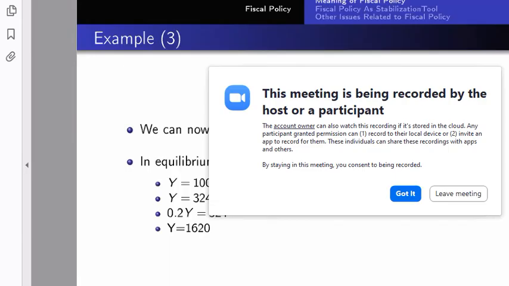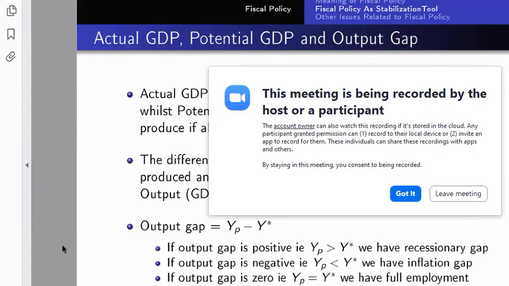Here, I get 0.8 multiplied by Y, minus 0.8 multiplied by 70, plus 200 plus 80. They are all constants. I can add them up. So the equilibrium should be equal to what? 1620. All right, Monica. That's how we got the equilibrium to be equal to 1620. Okay.